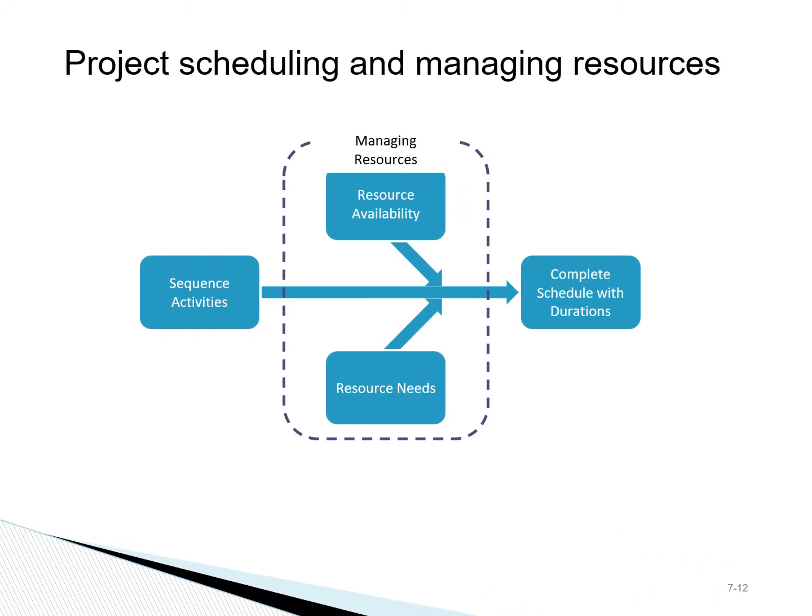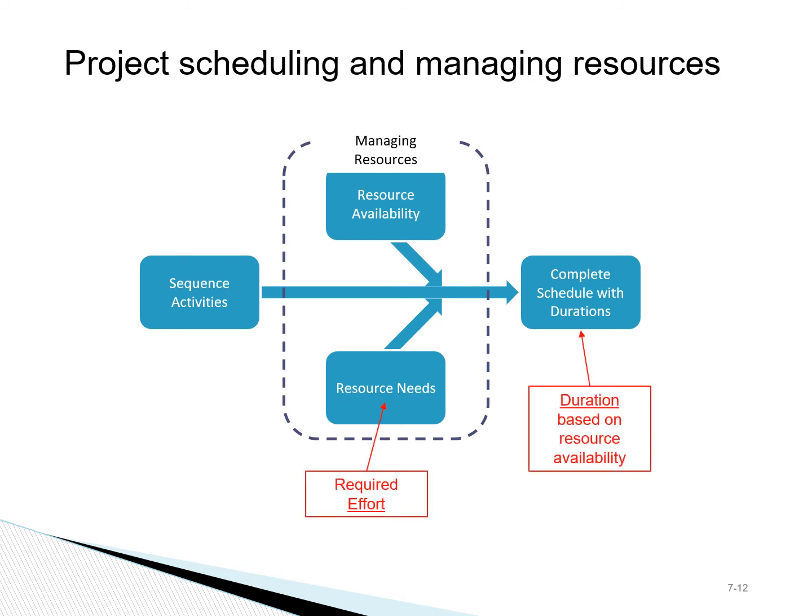This slide illustrates how the resources needed and their availability need to be considered to accurately estimate the duration of activities. So we know the resource needs, and based on the availability of resources, then we can determine the duration of that activity based on, again, availability of that resource.